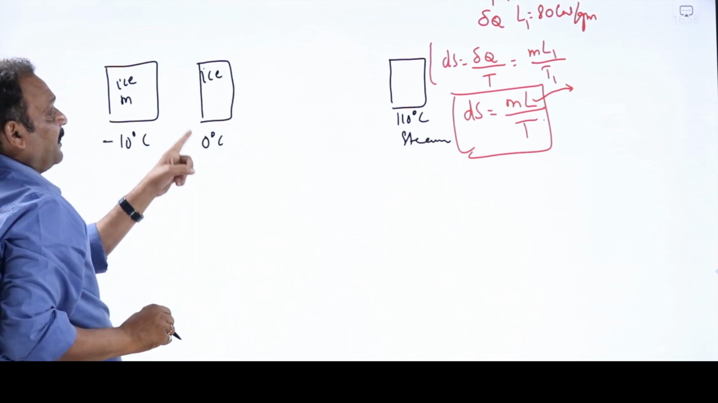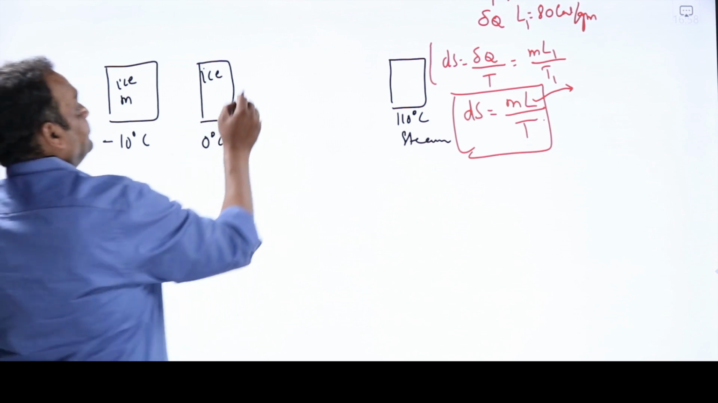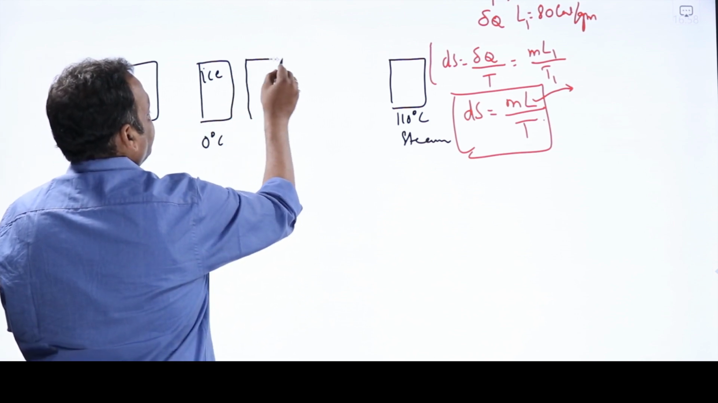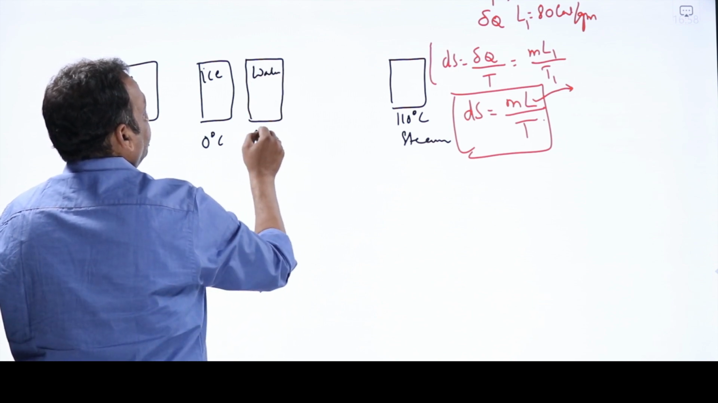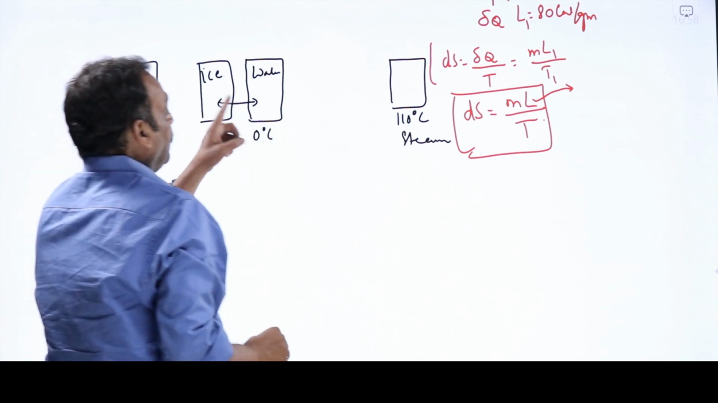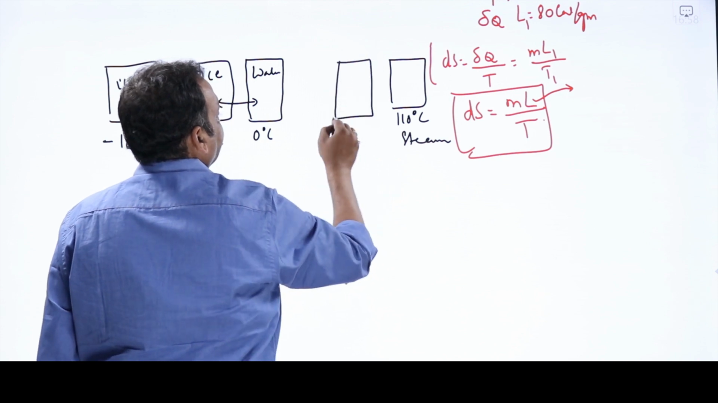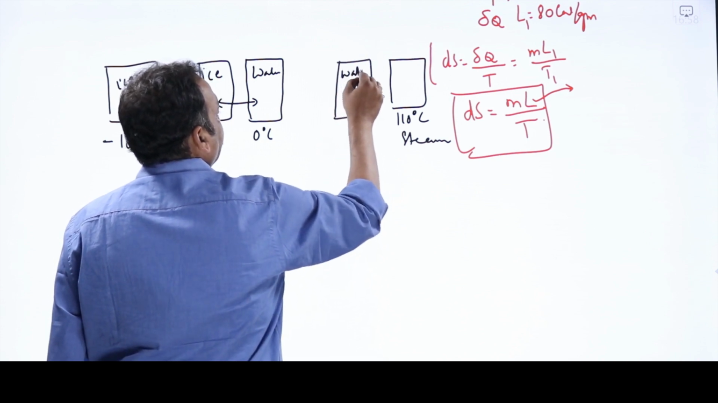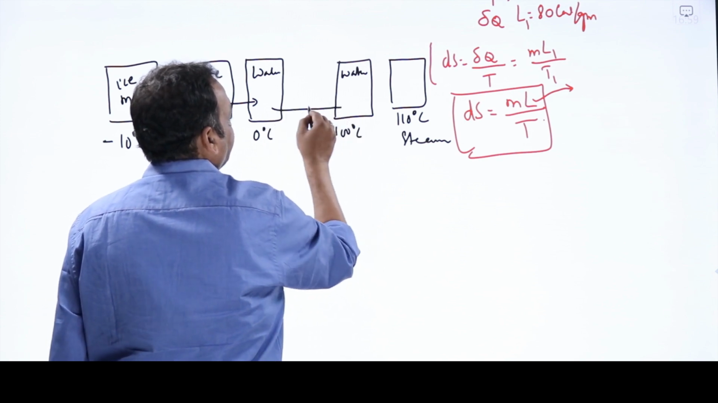Ice at 0 degrees Celsius should be first converted to water at 0 degrees Celsius. This is a phase change, a first order phase change. Now water at 0 degrees Celsius should be heated to water at 100 degrees Celsius. This is again heating a substance.